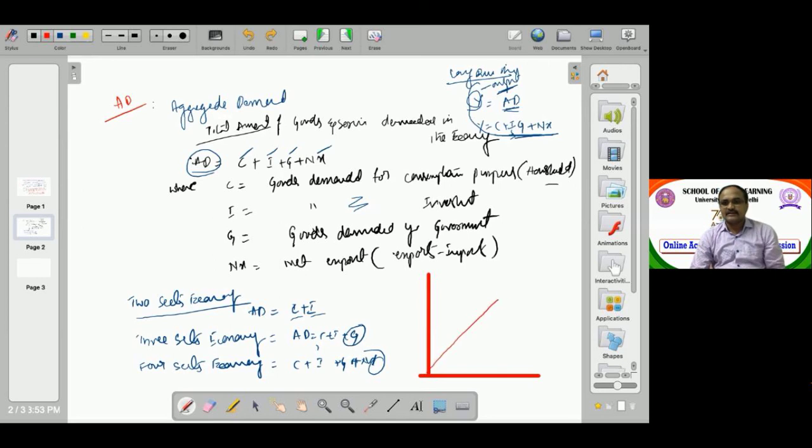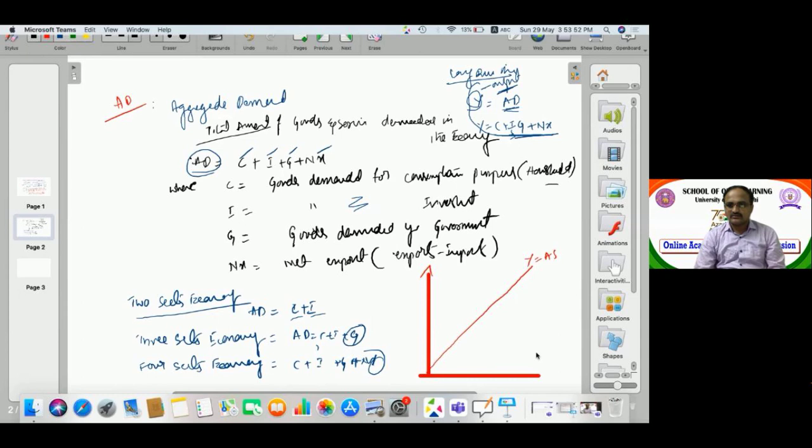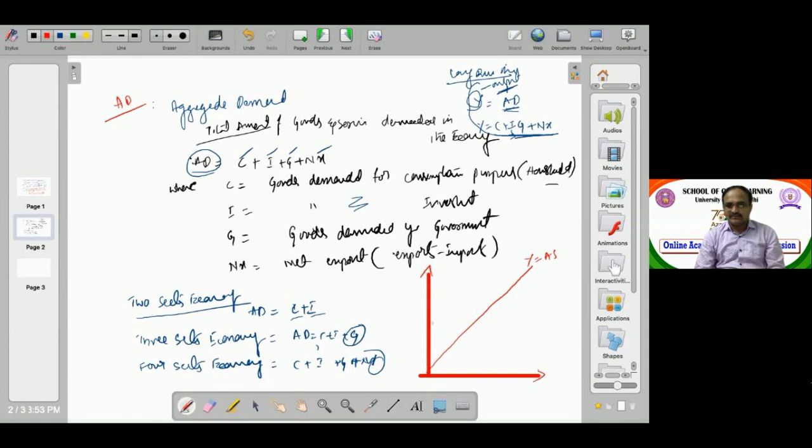This is the level of supply, Y equals AS actually. We are discussing aggregate supply here also. The aggregate demand curve here is AD equals C plus I, because we are talking about a two sector economy. If you are talking about a four sector economy, then it is C plus I plus G plus NX. So this is the aggregate demand curve. Got it?